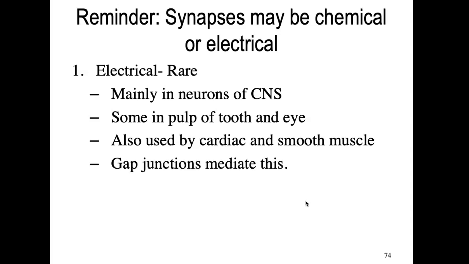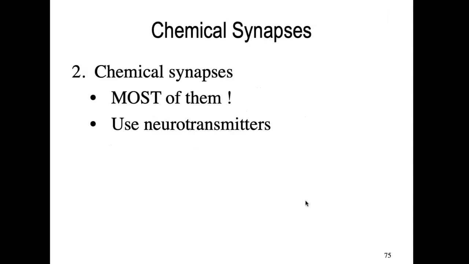Still, not as common. This kind of synapse is very quick because you don't need to release a neurotransmitter, and that action potential is going to jump from one cell to the next. So it is very fast, and you need gap junctions for this to happen so that you have that connection between both cells. It's going to allow that depolarization to travel from one cell to the next.